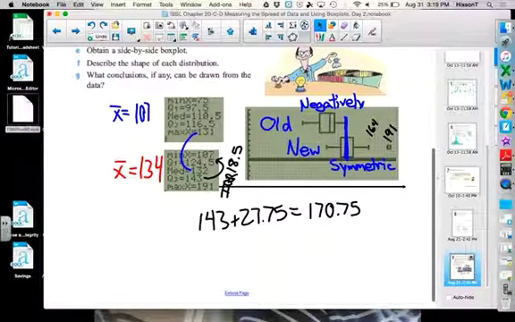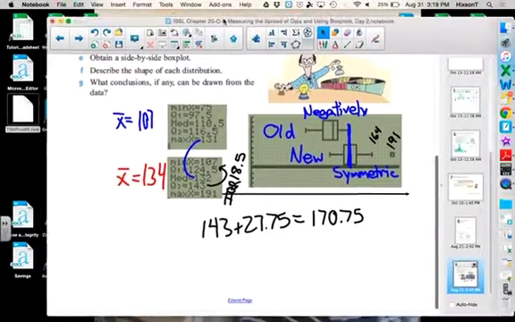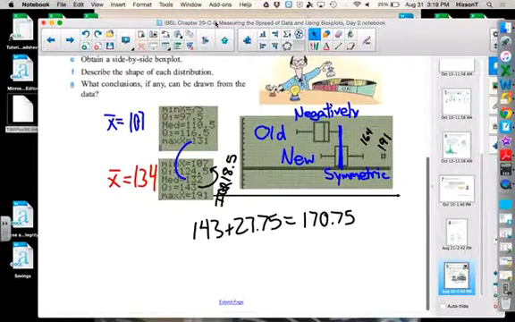What's interesting too is that this newer one is a normal distribution, and the older design is just flat. If you get a normal distribution, that speaks to some level of consistency.